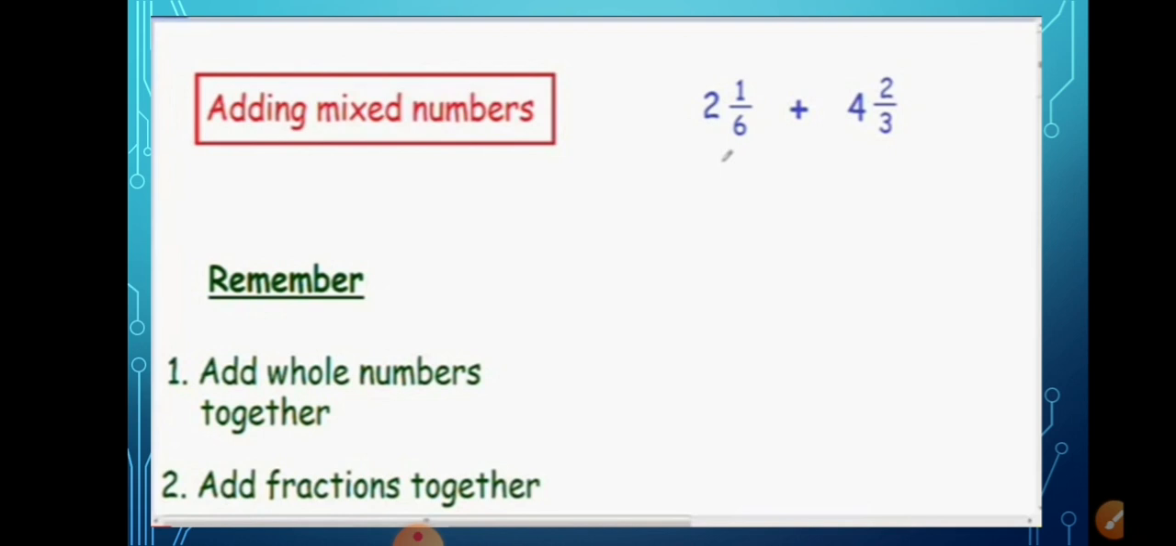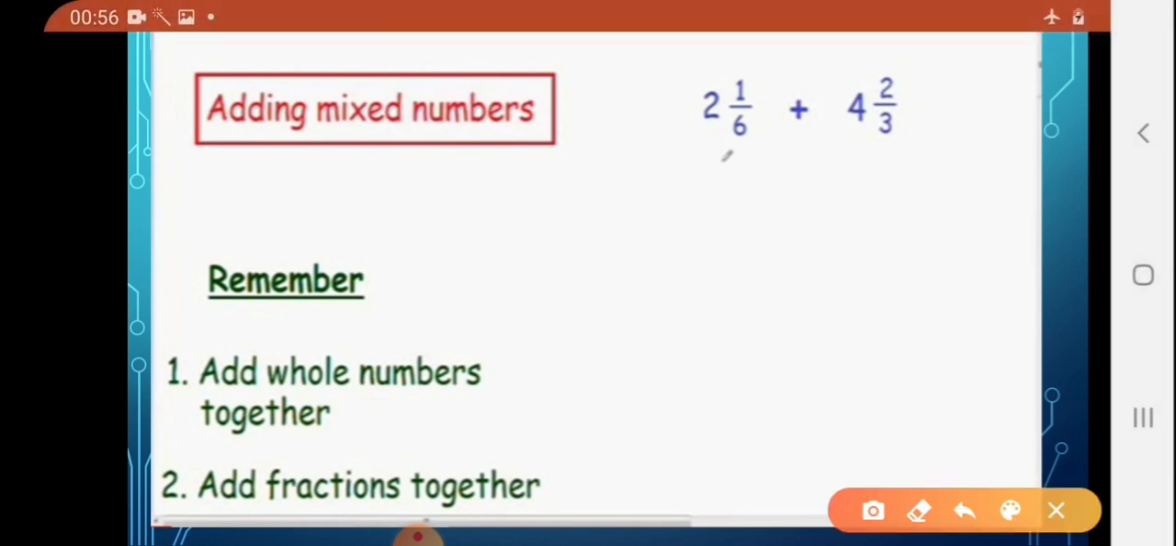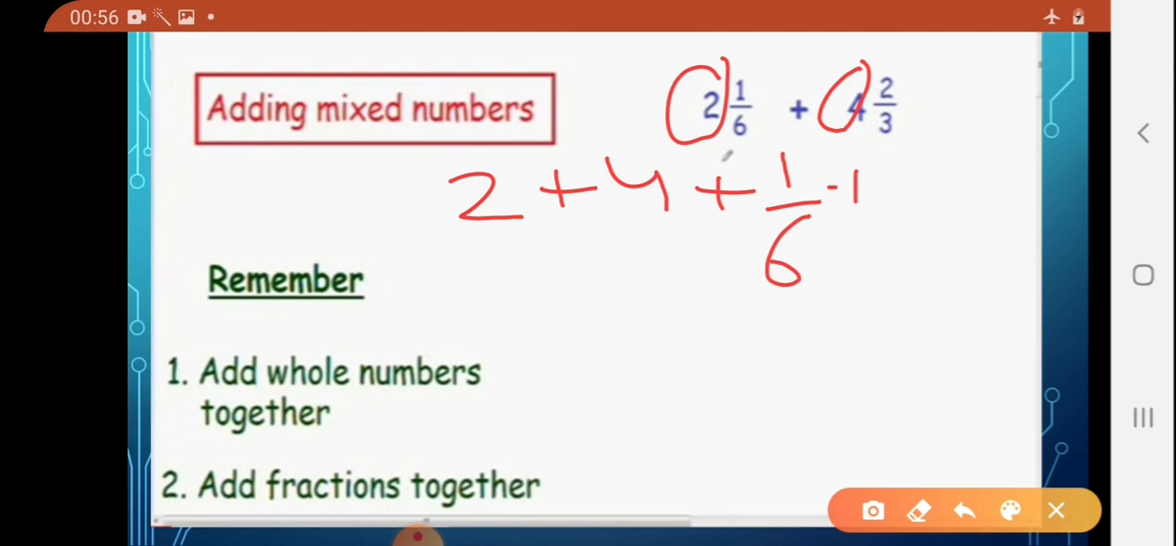Here what we can do is, first we can add the whole numbers. Here what is the whole number? 2 is the whole number and 4 is the whole number. First we can add the whole numbers, and then we can add the fractions together: 1 upon 6 plus 2 upon 3.